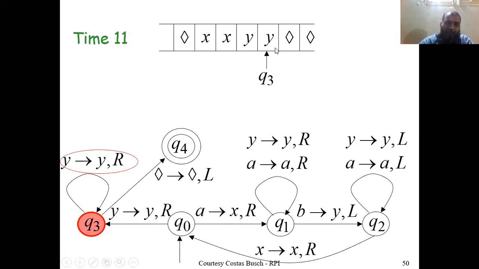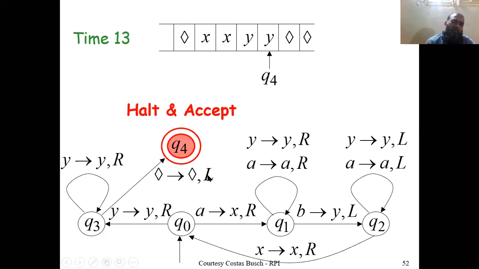Now you read Y, write Y and move to right. Why? You want to check, is there any A or B remaining? No. Read Y, write Y, move right. No A, no B, it means the number of A's is equal to the number of B's, and you are on the lambda, the diamond symbol, the blank, and this is the last transition which leads to the final state. Read diamond, write diamond, move left, and you are in the final state, and you are halting in the final state. It means this string is acceptable.